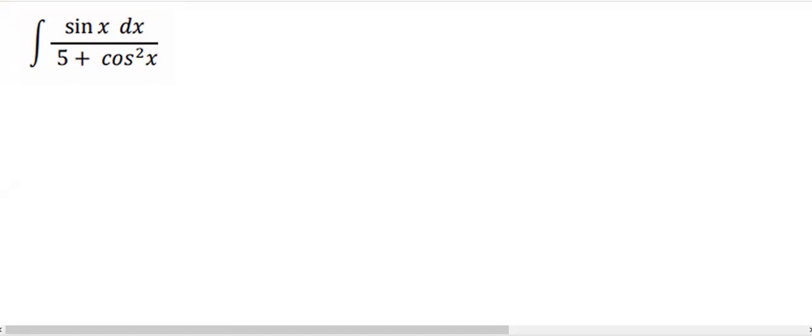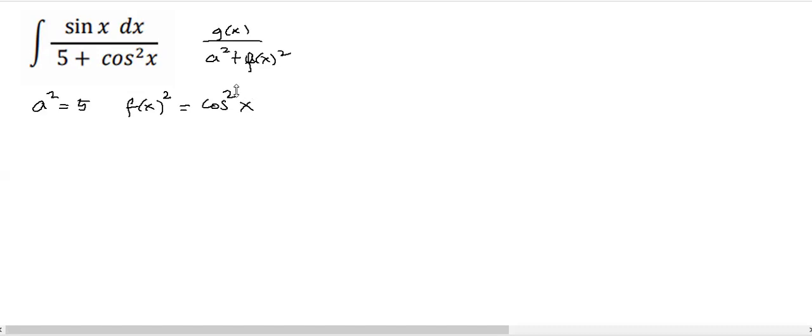Okay. So, what do we have? This is g of x over a square plus f of x square. So, yun yung itsura ng integral. So, yung a square natin ay 5. Ang f of x square natin ay cosine square of x.